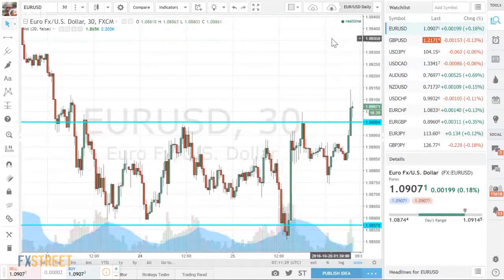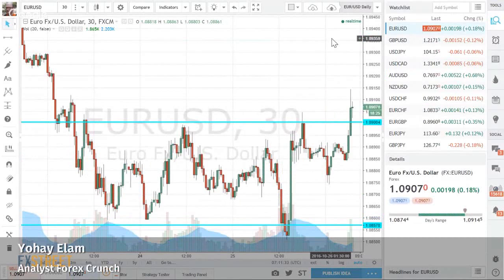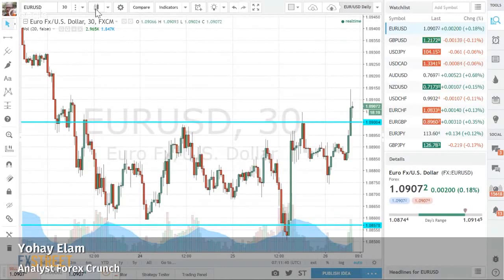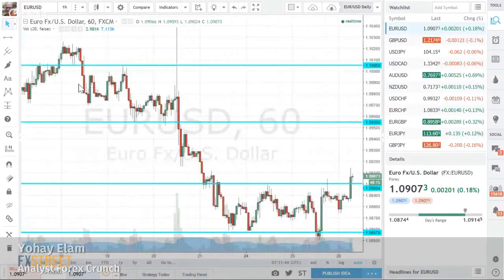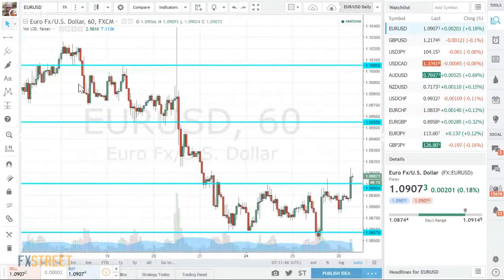Euro dollar, as we speak, is moving a bit to the upside, currently at 109.07. It moved above this very narrow, very tight range of 108.60 to 109. Yesterday we did have it dip its feet under 108.60. Here in the hourly chart, you can see this narrow range, at least after a breakdown.